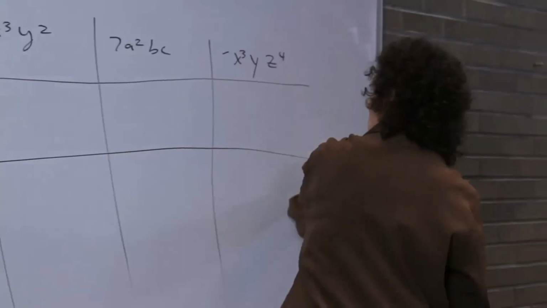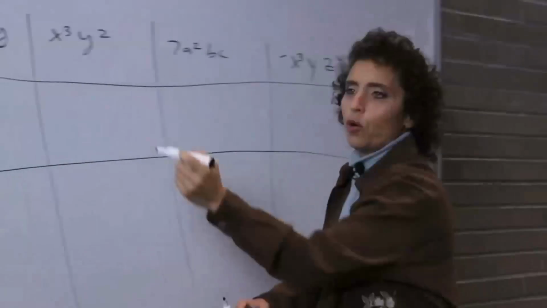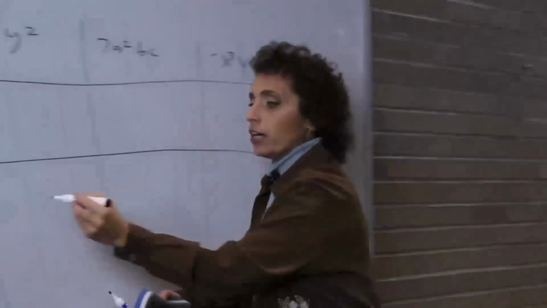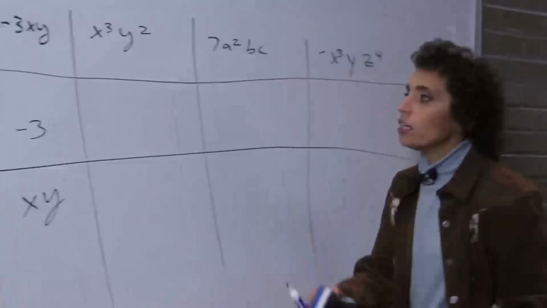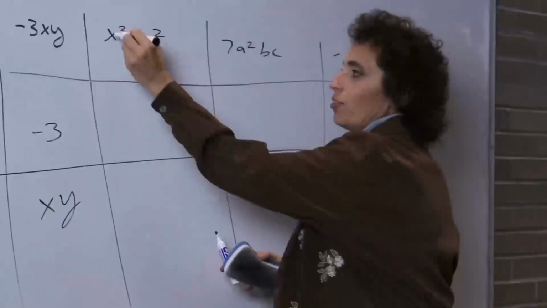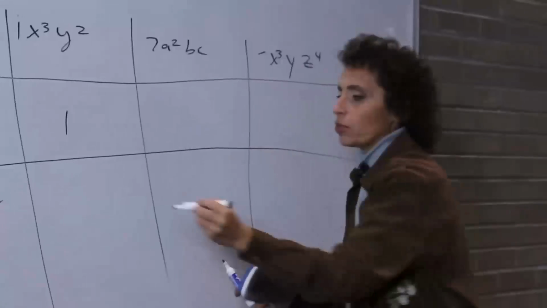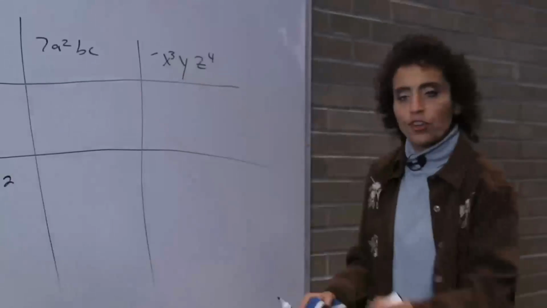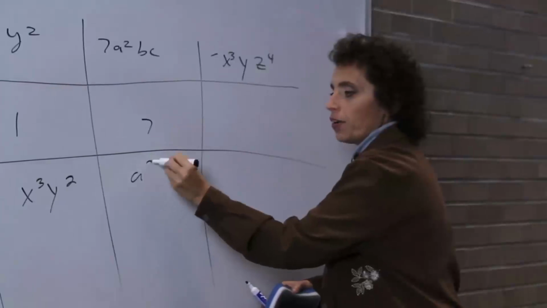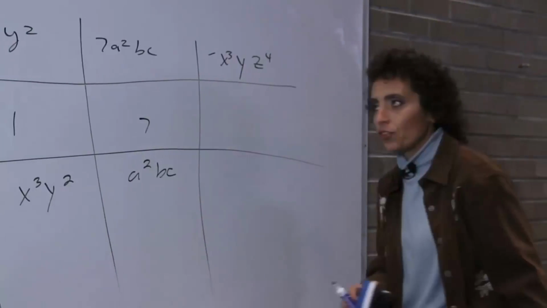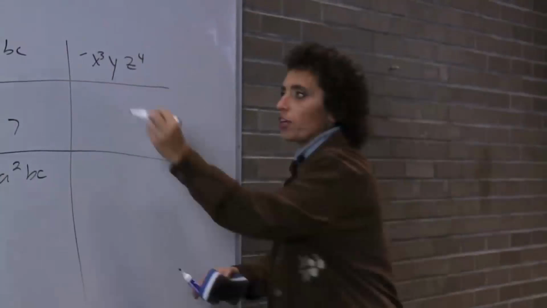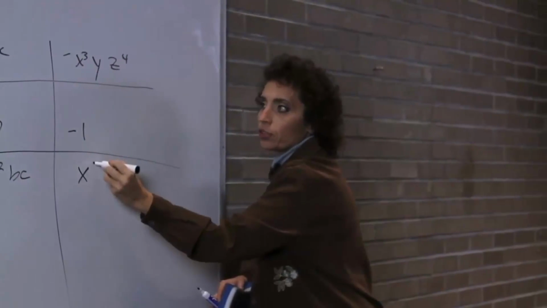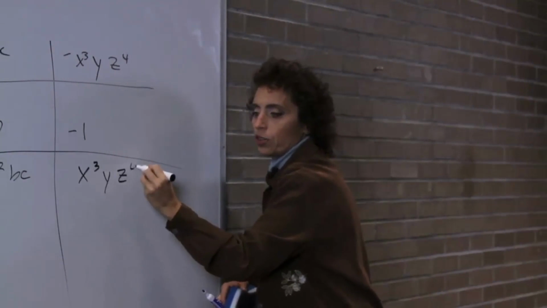Okay, let's take a look at what you did. So the coefficient here is negative 3. The variable factor is everything else, which is the x, y. The coefficient here that you don't see is a 1. The variable factor is x cubed y squared. The coefficient here is 7. The variable factor is a squared bc. The coefficient here that you don't see is a negative 1, because I have to put a 1 there. The variable factor is x cubed y z to the 4th.